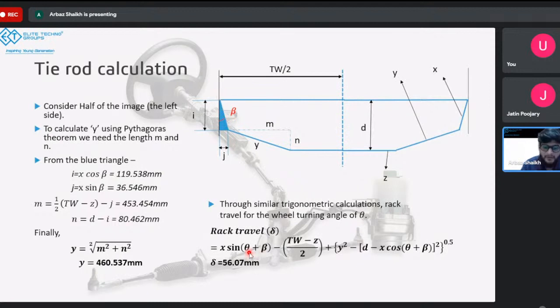So theta will be 40. Beta is 17. The x value is 125, which we have used over here also. TW by 2, we know, z by 2, since we know z, we can calculate z by 2 also. This term will be solved. We have recently calculated y over here, so we can write down y square minus d, we know the distance d, we have assumed it to be 200. Again, x, we know, cos theta plus beta will be 40 plus 17 once again, and this whole thing will be raised to 0.5, which means it's square rooted. So with that, we can calculate the rack travel, which comes out to be 56.07 mm. So this is how we can calculate the tie rod length and the rack travel distance.